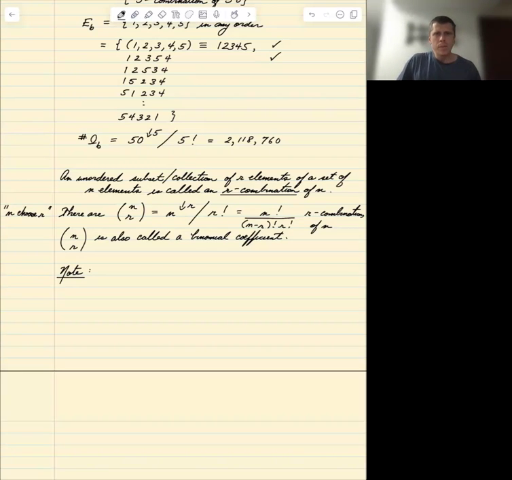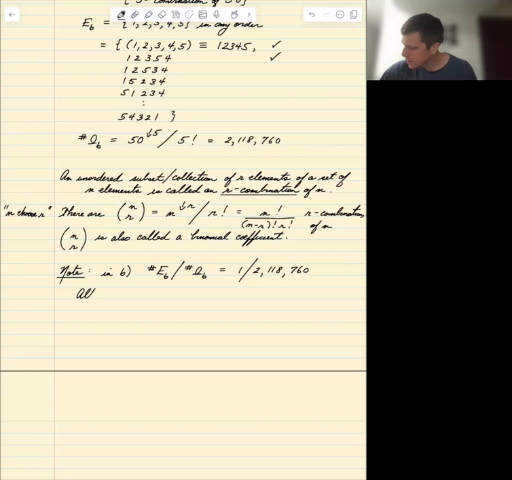Well, in part B, what we notice is that the ratio of the event that we're interested in to all possible events is 1 divided by 2,118,760, so there's one set divided by 2,118,760. Alternatively, we could play the same game as in A, but define the event in question as the set of all orderings of 1, 2, 3, 4, 5.